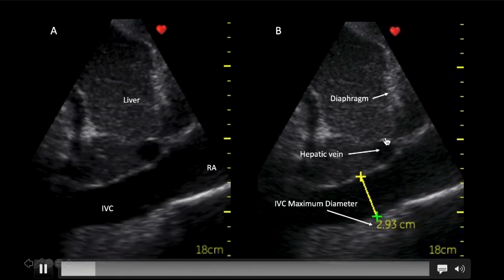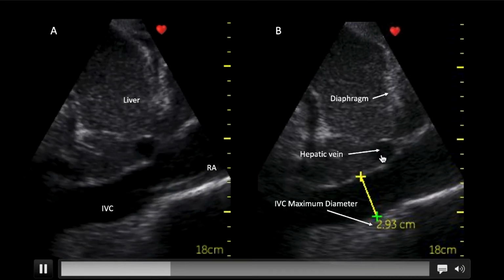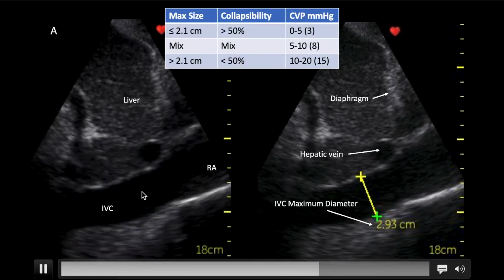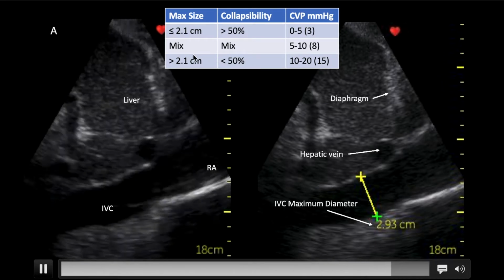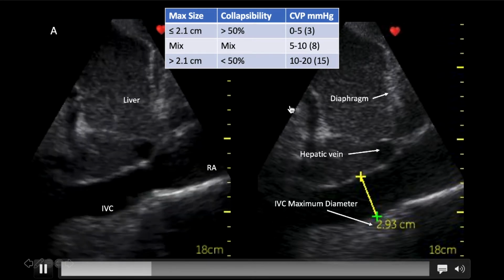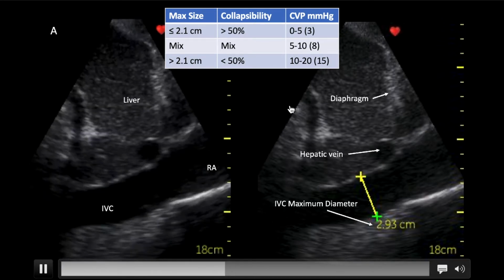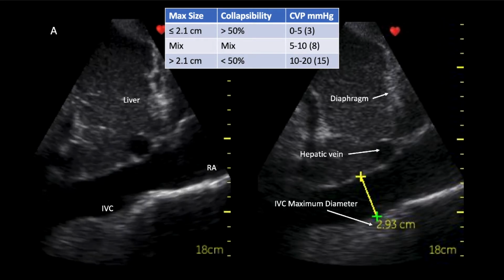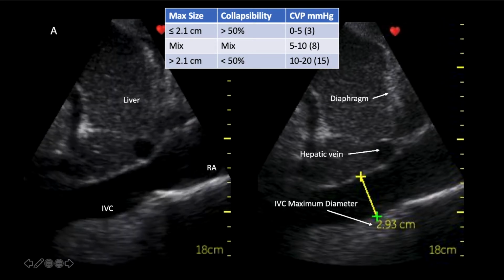And again, we know it's the IVC because we see the hepatic vein very clearly here. It enters the right atrium. So this patient's central venous pressure is pretty high. It's a CVP of 15 millimeters of mercury. He's intravascularly volume overloaded in terms of his right atrial pressure. That's very unusual for patients that are traditional cirrhotics that have portal hypertension.